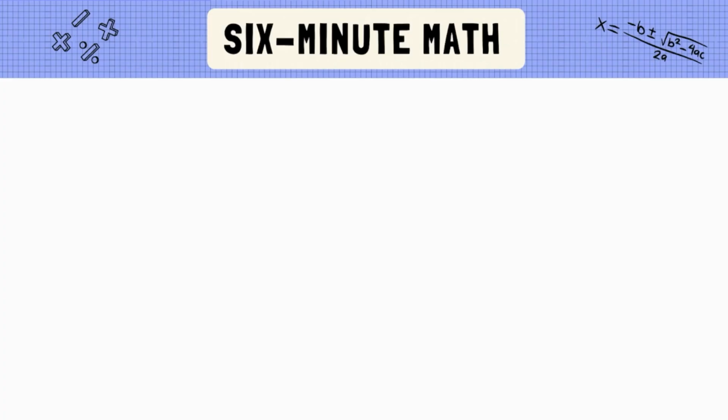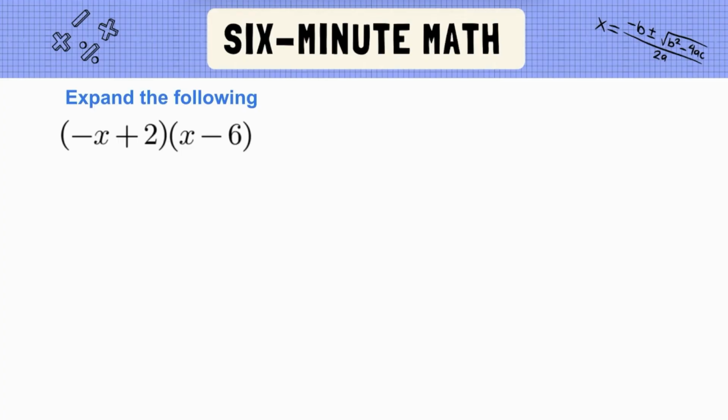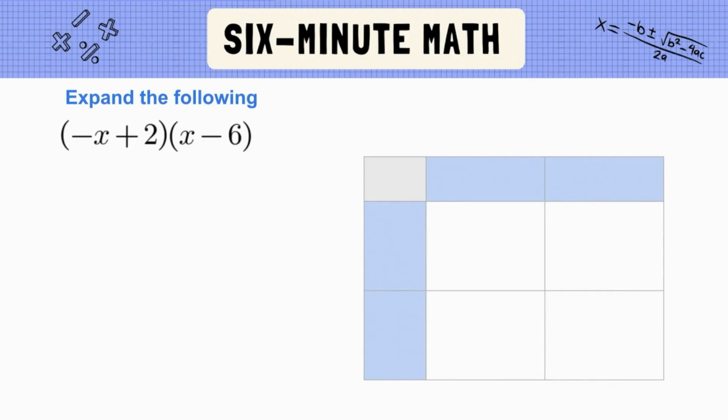So let's see some examples. We're going to expand negative x plus 2 multiplied by x minus 6. I have my rectangle here, and I'm going to separate my terms for the first polynomial on top, negative x plus 2, and on the right, x minus 6. I am then going to multiply each of the terms by one another into the corresponding boxes.